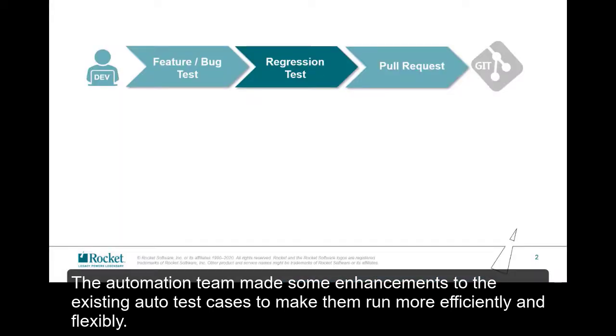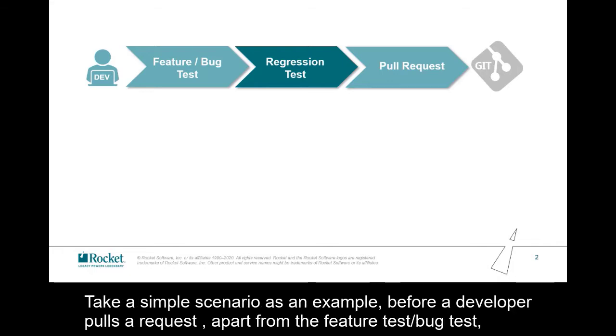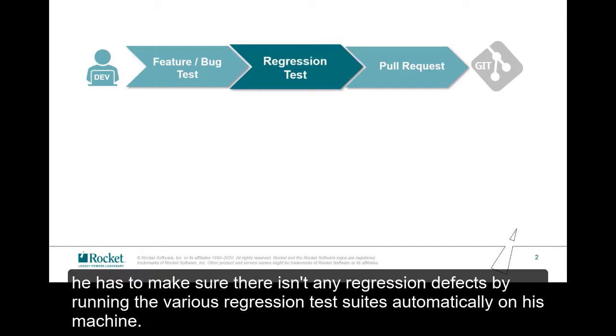The automation team made some enhancements to the existing auto test cases to make them run more efficiently and flexibly. Take a simple scenario as an example. Before a developer pulls a request, apart from the feature test or bug test, he has to make sure there isn't any regression defects by running the various regression test suites automatically on his machine.